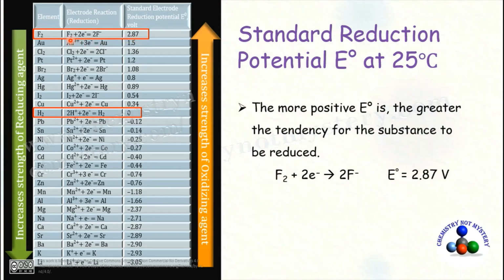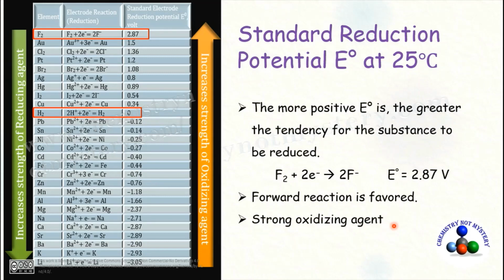Equation is given for reduction. F2 plus 2 electrons gives 2F negative and its E naught value is equal to 2.87 volt. It means forward reaction is favored, and forward reaction is the gain of electron, means reduction reaction is favored. Means fluorine has more tendency to get reduced. As it undergoes reduction, it is a strong oxidizing agent.